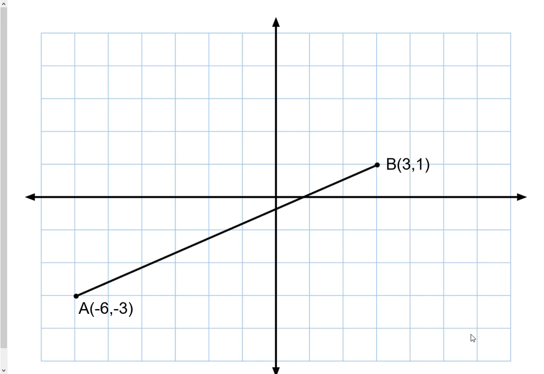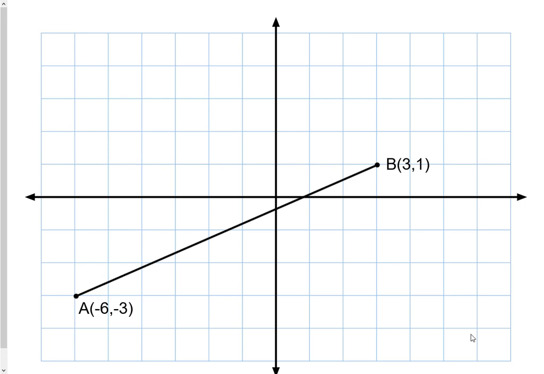Alright, so I already have the problem set up. We have 2 points, A and B. A is at point -6, -3. B is at point 3, 1. We want to find the length of this line segment, or the distance from point A to point B. I want to work two problems. I'm going to show you two different methods to do this problem.